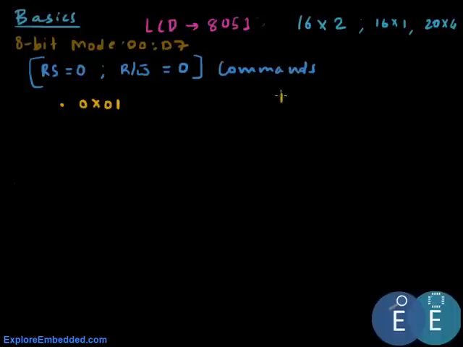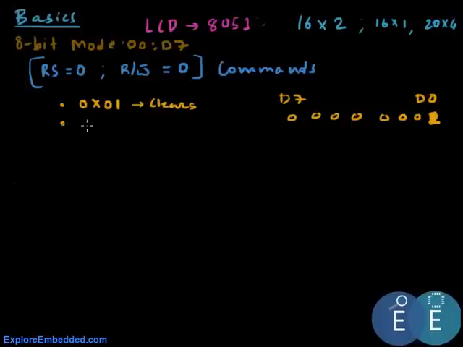So if D7 and this is D0, if all the bits are 0, and only if the D0 bit is 1, it clears the display. So this is in hex, so this, it clears the display.